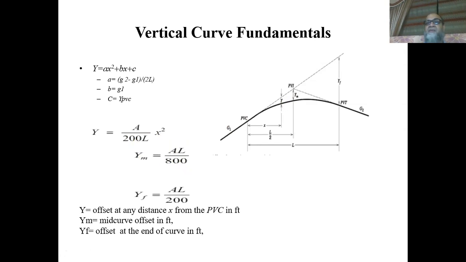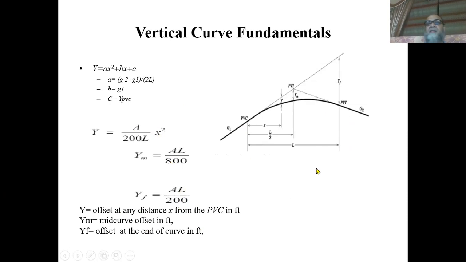Now, if I'm talking about x is equal to L, then this becomes the final offset of the curve at the end of the curve. So this we call the offset at the end of the curve. And simply how we have found this AL upon 200 is we have replaced x by L, and just simple application gives this AL upon 200. So these are the basic concepts.